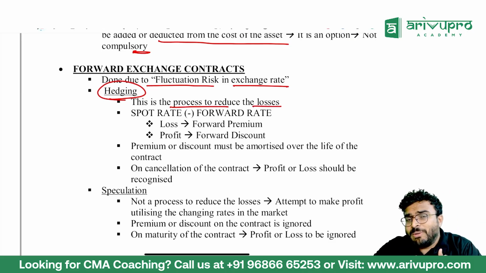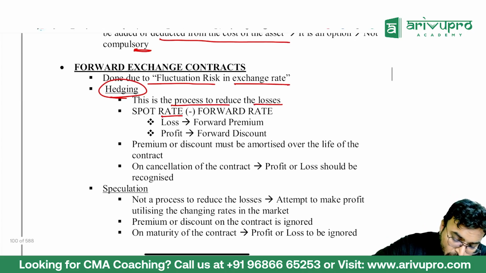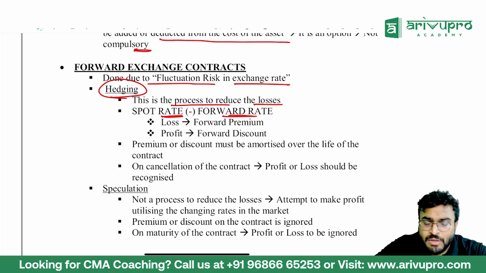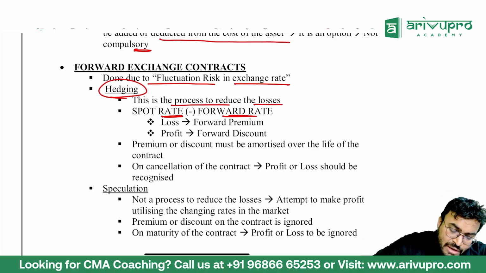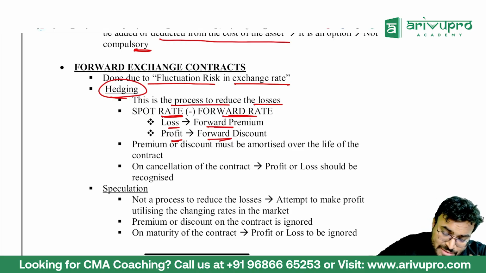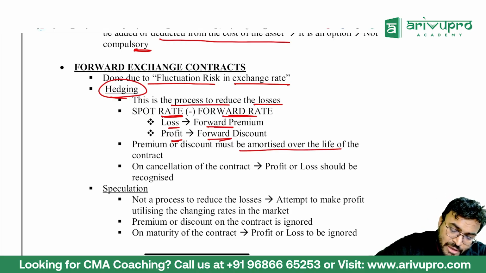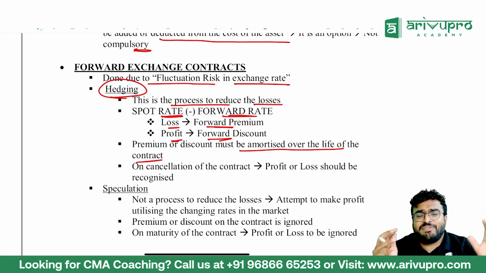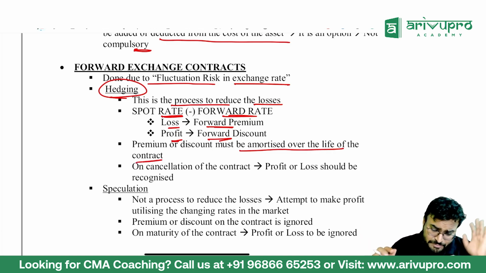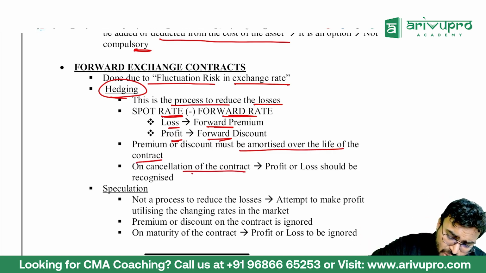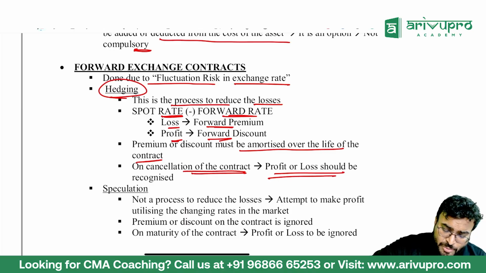Now I don't want to take too much risk, so I will hedge it. Spot rate minus forward rate, today's rate minus forward rate, can be a loss or a profit. If it is a loss or profit, it should be amortized over the life of the contract, over the life of 6 months. On cancellation of the contract, profit or loss should be recognized.